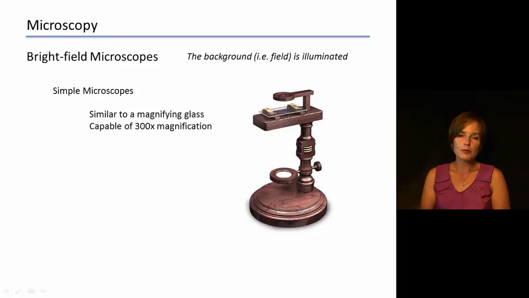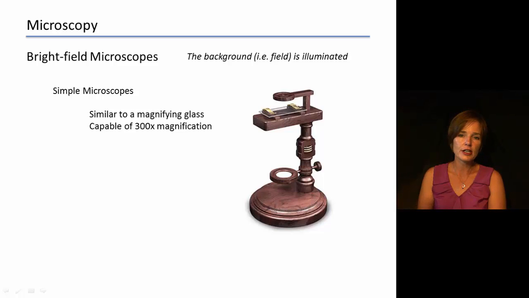The simple microscopes are basically the first microscopes that were invented, and these are not much more than a magnifying glass. These are going to use a single lens, and they are ultimately capable of magnification up to about 300 times magnification.